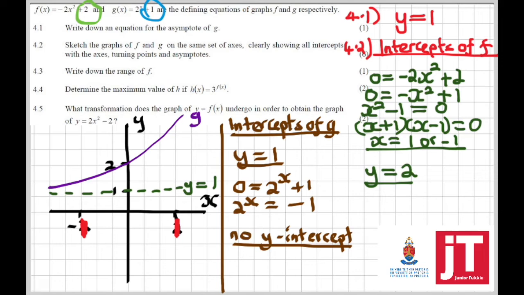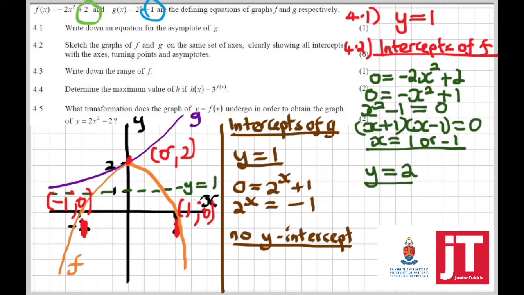All right, then we move on. We indicate the graph of f, which is a parabola, concave down. Our turning point for that graph is right there at the point (0; 2). Then to label all the intercepts, one here would be (1; 0) and the other one would be (minus 1; 0).